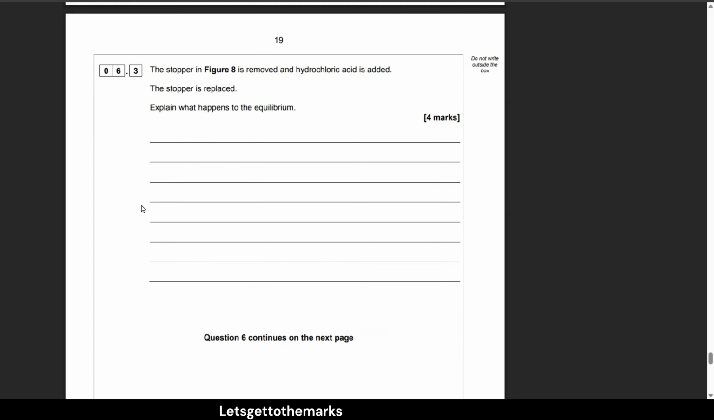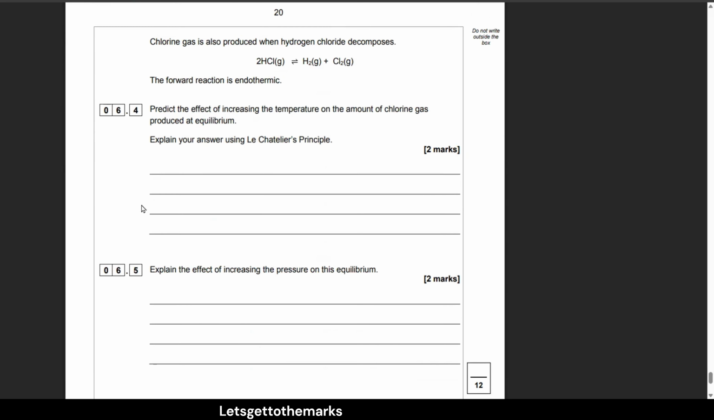We're nearly done with this test. Oh yeah, baby, 2 more bits. Chlorine gas is also produced when hydrogen chloride decomposes. Here's hydrogen chloride decomposing in a reversible reaction to form hydrogen and chlorine. The forward reaction is endothermic. Predict the effect of increasing the temperature on the amount of chlorine gas produced at equilibrium. Explain your answer using Le Chatelier's principle.